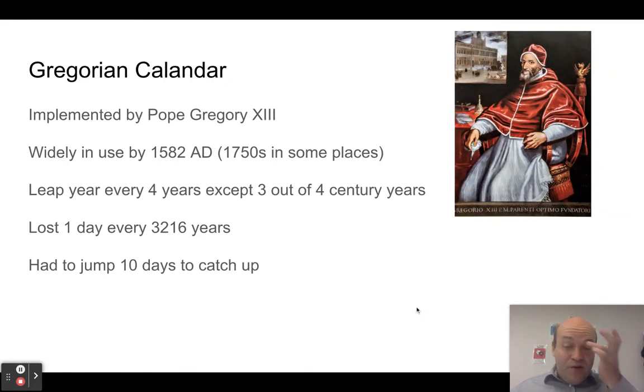But that's an overview of the seasons and why we have them, keeping time, and calendars.